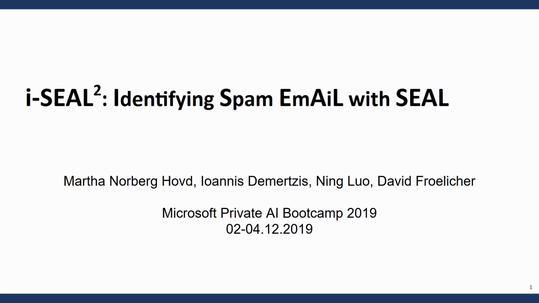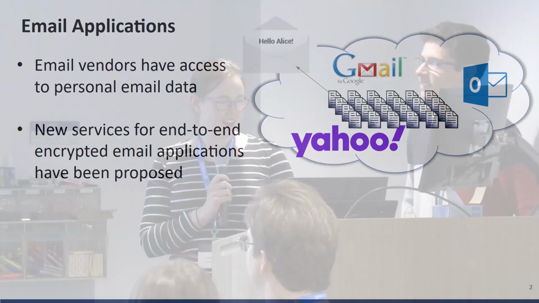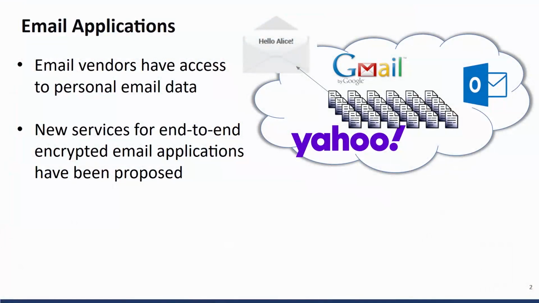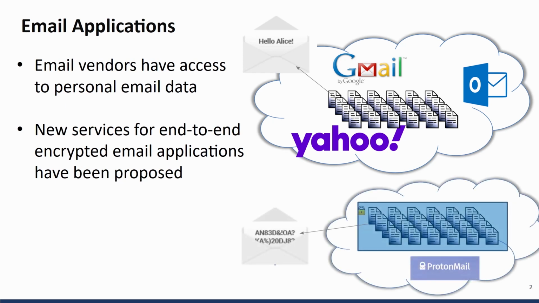Okay, so hi, we're going to present ISEAL squared, which is identifying spam email with seal. So I suppose everyone here is familiar with the concept of emails. And the thing is that the commercial email vendors such as Gmail, Outlook, Yahoo, they store all your emails in plain text on their servers. And there are new services for end-to-end encrypted email applications because obviously we don't want anyone to read our emails other than ourselves. So we do, for example, have Proton Mail and other plugins that you can install on your web browser to have end-to-end encryption on your email.